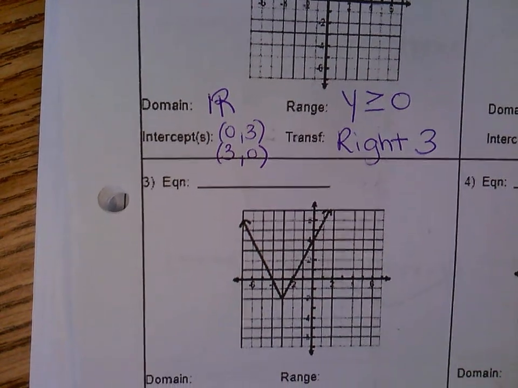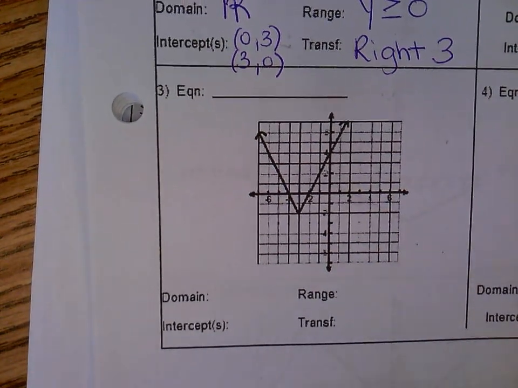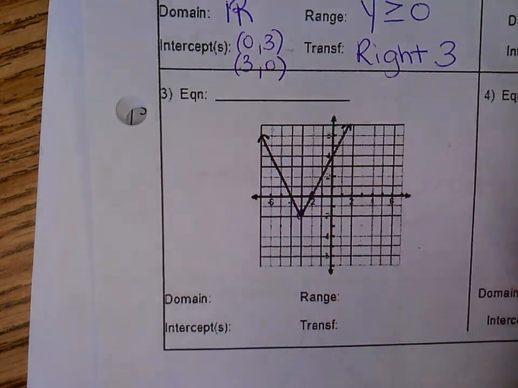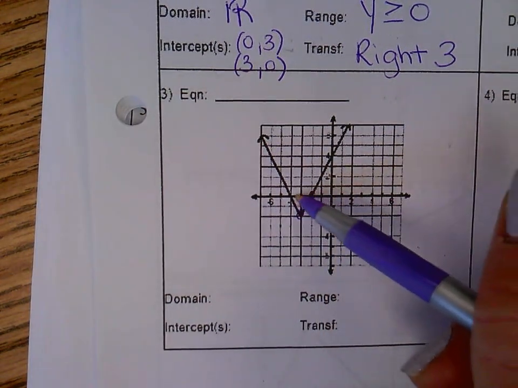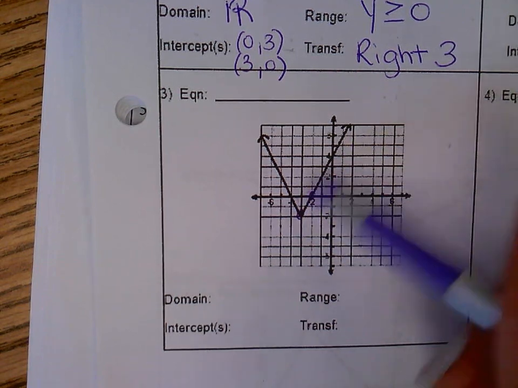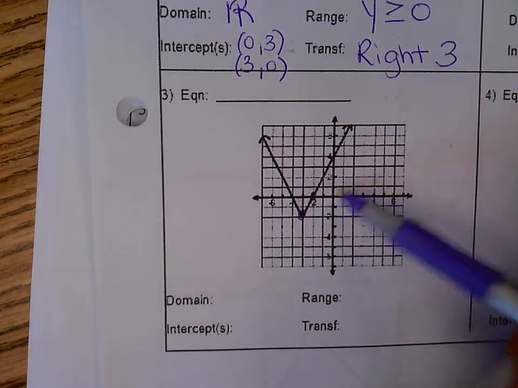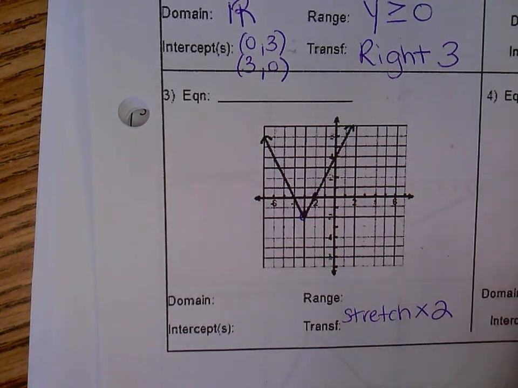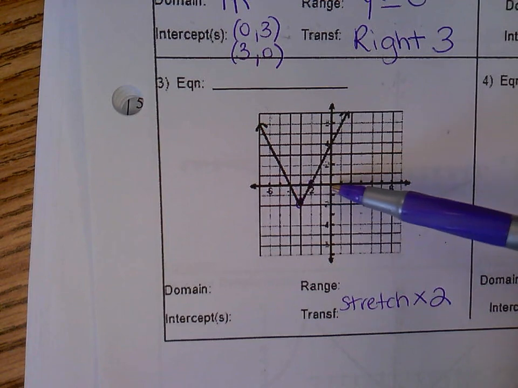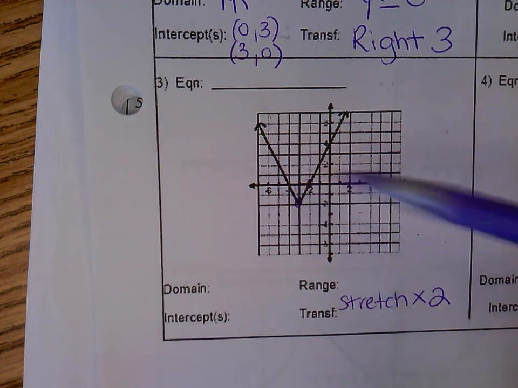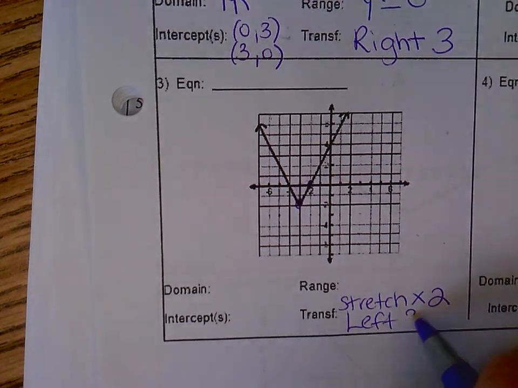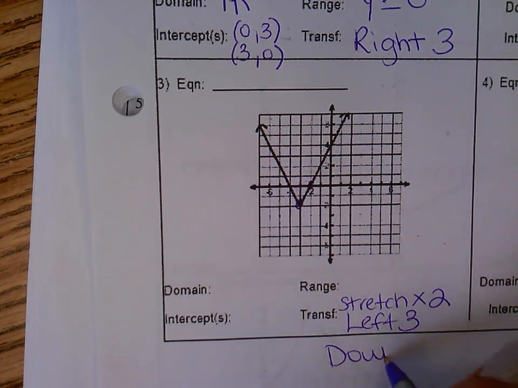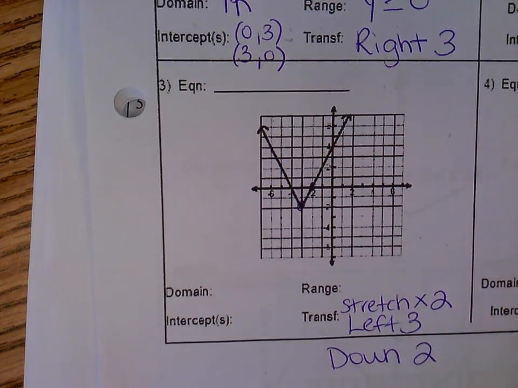All right, number 3. Ooh, I've been stretched. Do you see how this is steeper? What's the slope of this line? Looks like up 2 over 1. So I'm going to have a slope of 2. I have been shifted what? Actually, I'm going to write stretch times 2. What else has happened? I've gone to the left 3. So I'm going to write that transformation down. And I've shifted down 2. So I've got to include 3 transformations in my one equation.